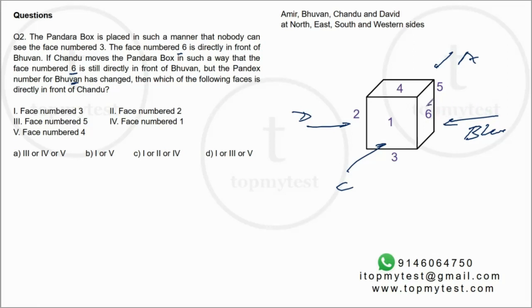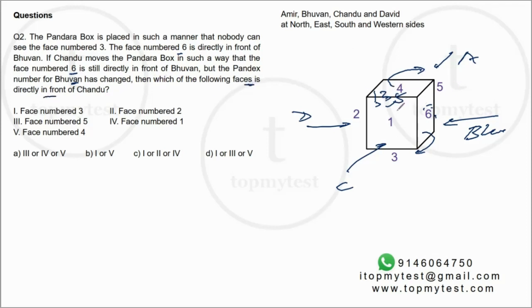Okay, so 6 will be there, right? But the pandex number changes, which means 4 is no longer on the top, which means you will rotate it like this. So either on top you will have 1, 3 or 5 coming in. 4 cannot be on top. It has to be either 1, 3 or 5. 2 also cannot come, because if 2 comes on top, then 6 will go to the bottom and Bhuvan's face number will change, right? So you're going to rotate it like this. Now the question is, which of the following faces is directly in front of Chandu?